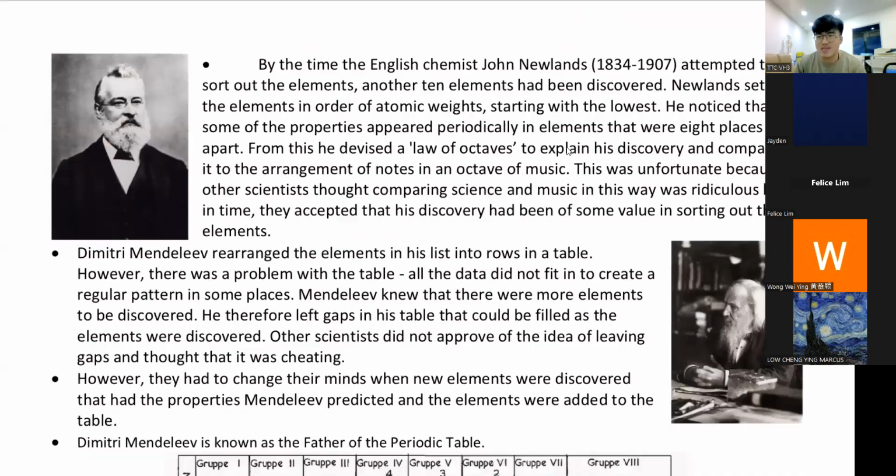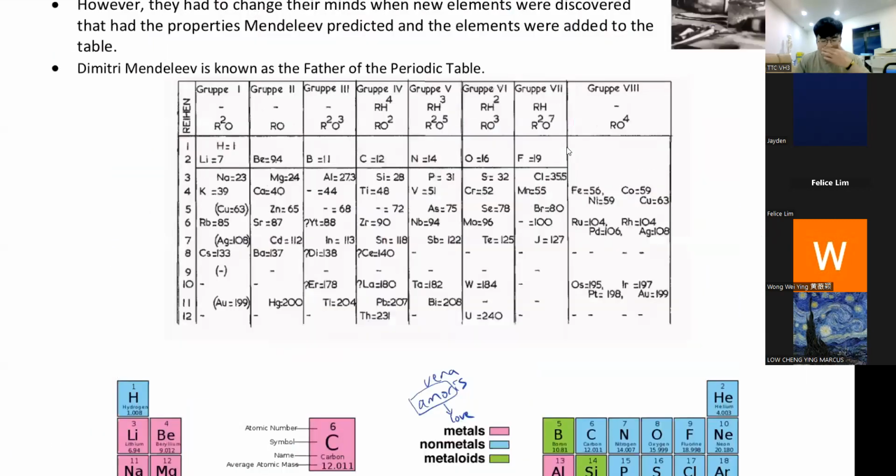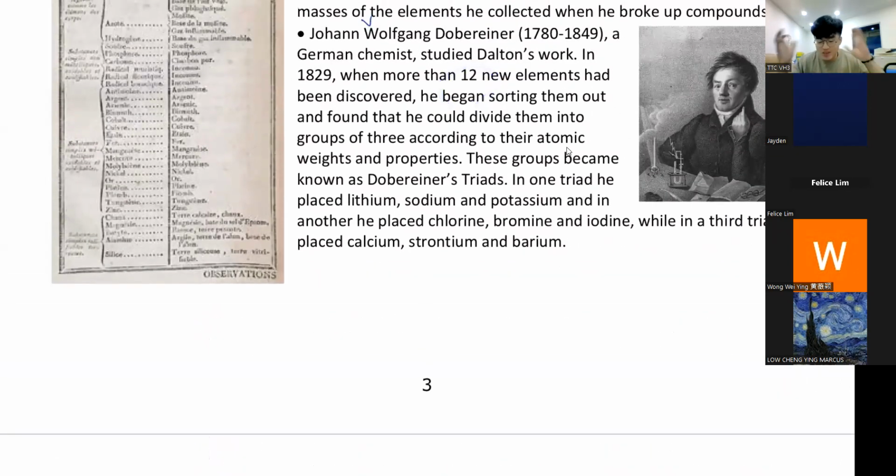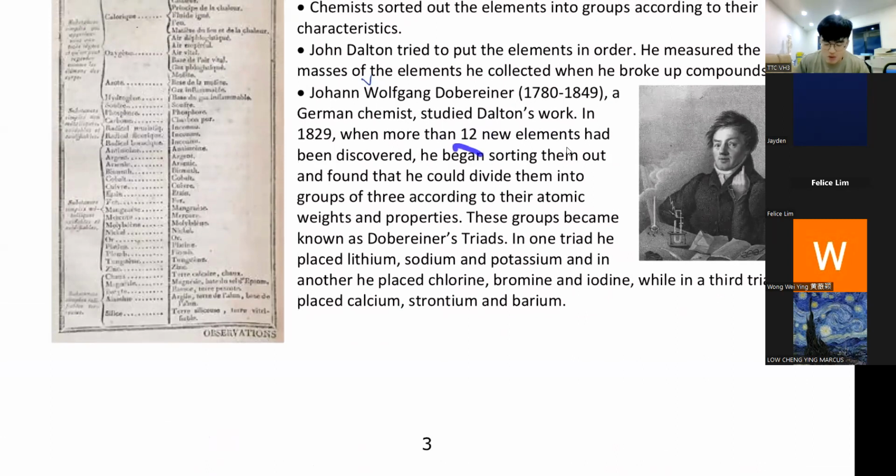Now we have 140. So you see, in more than 200 years, we found like 100 something. So we found 12 new ones. He began sorting them out and found that he could divide them into groups of 3 according to the atomic weights and properties. This is what he called the groups. He is known for Dobereiner's triads.